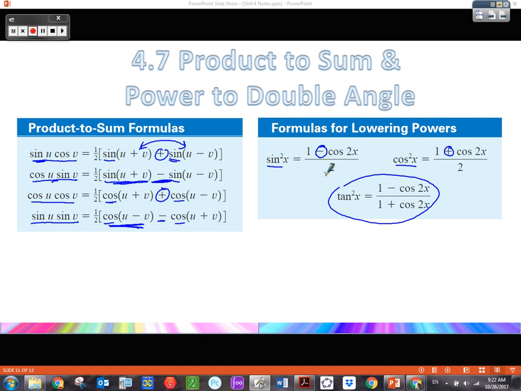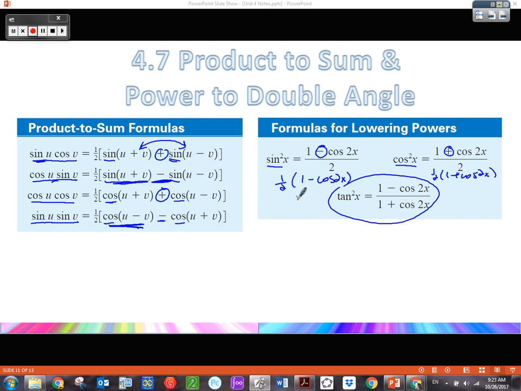Sometimes I've seen students, and I do it too sometimes, write the formula like this. For some, it's easier to memorize this way, with the half times 1 minus cosine 2x, or the half times 1 plus cosine 2x. Kind of just depends on how you want to memorize it. If we're integrating, it's probably easier to integrate using this formula because we would just pull the constant outside, but that's for next year. Okay? So, questions about the formulas themselves.